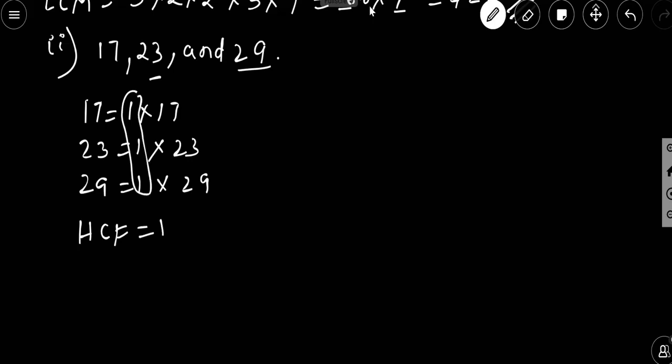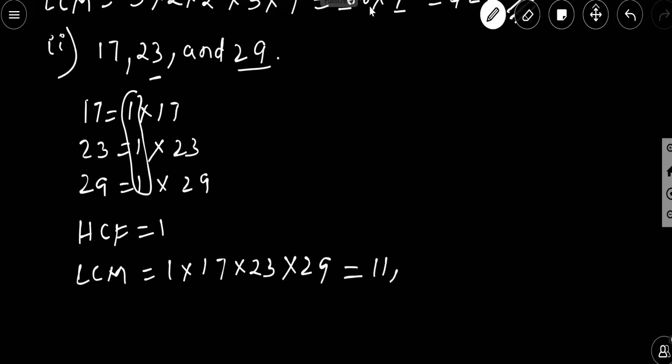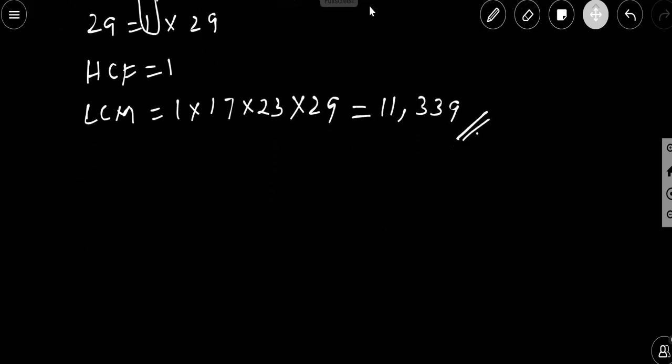The next is LCM, we have to find out. So LCM is 1 into, the left out numbers all we have to write down, 17 into 23 into 29. Now if I multiply these three numbers, how much am I going to get? 11,339. So this is your LCM, that is 11,339. You can easily multiply this. We'll go for the third problem.